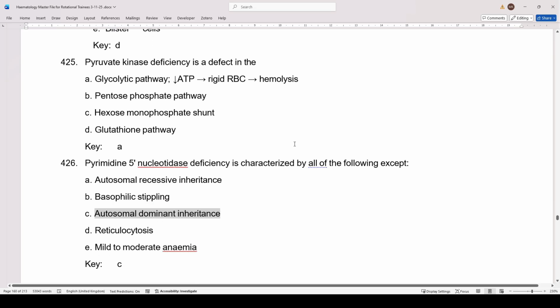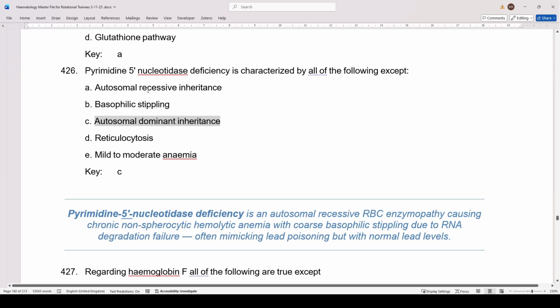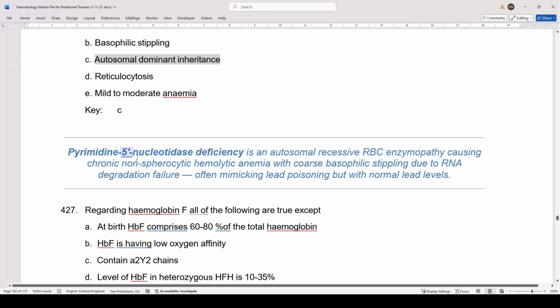Next is pyrimidine 5 nucleotidase deficiency. So it is also an enzymopathy, an enzyme of the RBC. It is characterized by all of the following except autosomal recessive. Yes, it is autosomal recessive. It has basophilic stippling, and we see reticulocytosis in this because, like G6PD, the red cells will undergo hemolysis. So we will see reticulocytosis and mild to moderate anemia. So it is not an autosomal dominant inheritance. Pyrimidine 5 nucleotidase deficiency is an autosomal recessive RBC enzymopathy, as I said earlier. It causes chronic non-spherocytic hemolytic anemia.